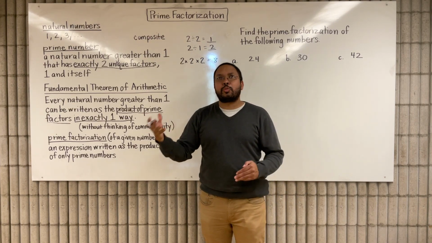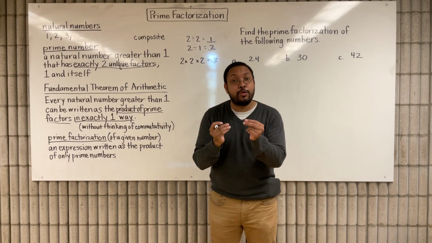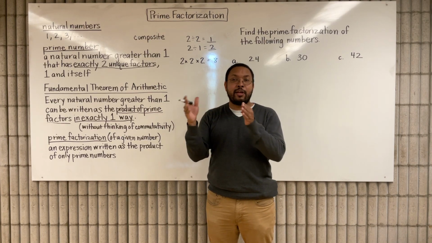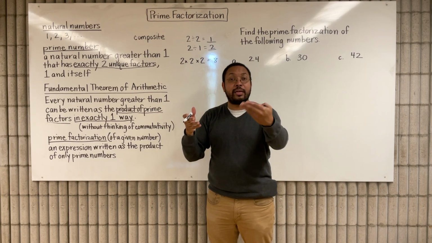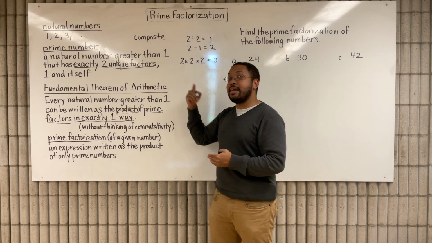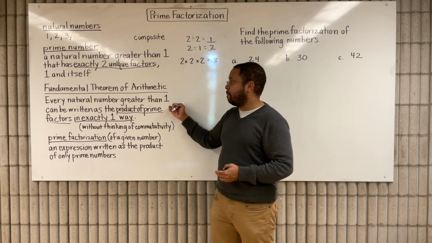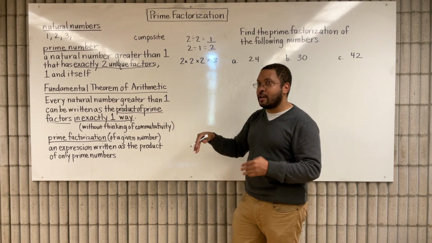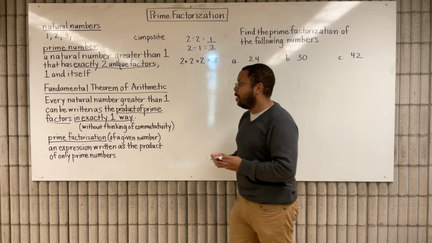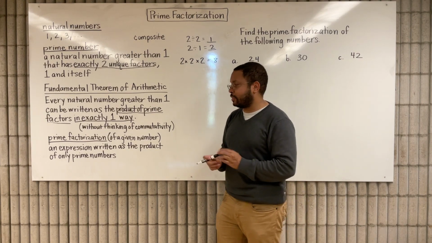And think of it this way, almost like every person has a unique fingerprint. Every fingerprint is unique to a different person, and so every number has its own prime factorization, okay? So you can think of this idea as numbers fingerprinting, a way of distinguishing themselves.